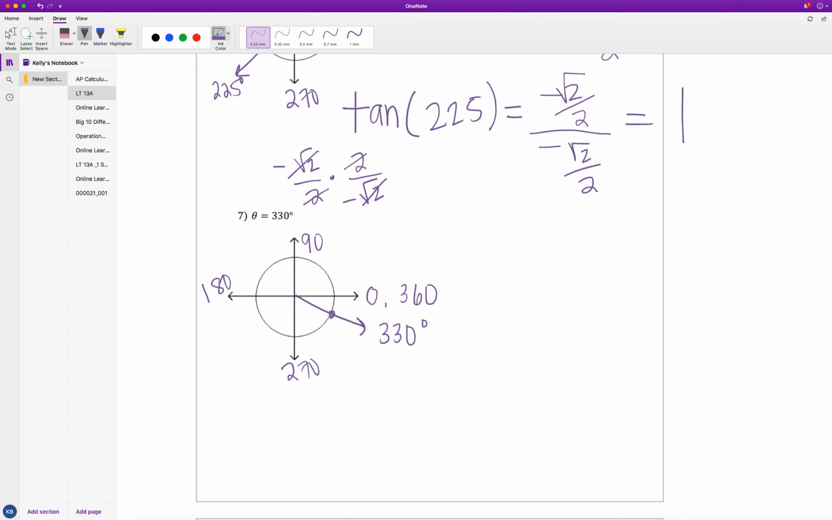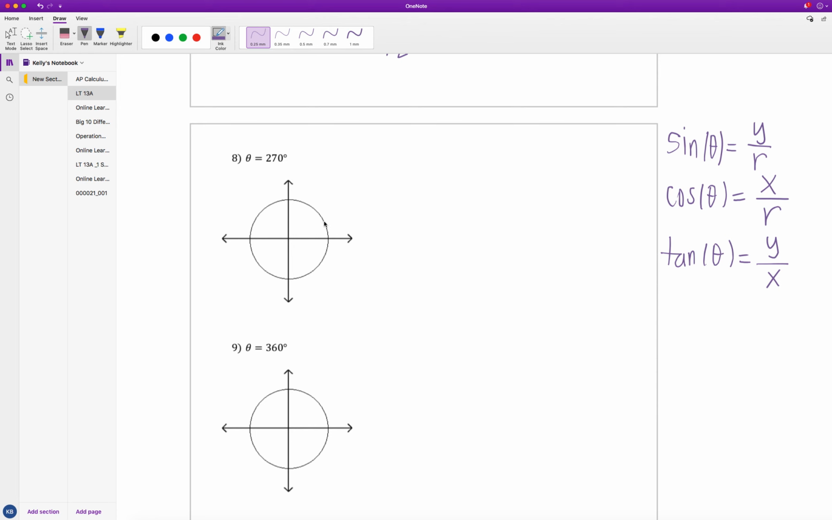The other thing we're going to want to keep in mind is the definition. So on the side over here, I'm going to rewrite them out. Sine of theta was equal to opposite over hypotenuse, but that is the same thing as y over r. Cosine of theta is equal to adjacent over hypotenuse, but that would be the same thing as x over r. And tangent of theta is equal to opposite over adjacent, which would be y over x. And we're going to use these parts of the definitions to help us answer these.